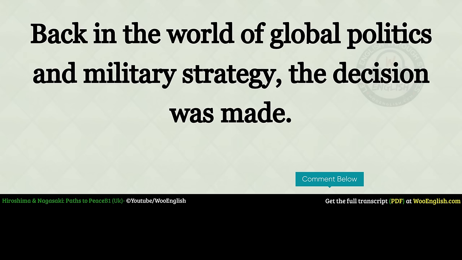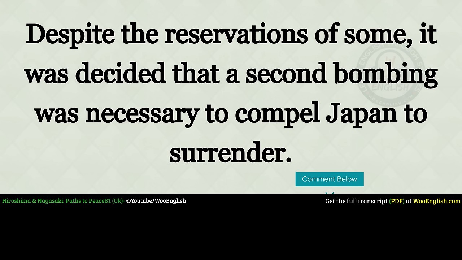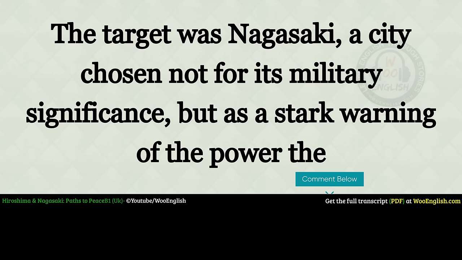Back in the world of global politics and military strategy, the decision was made. Despite the reservations of some, it was decided that a second bombing was necessary to compel Japan to surrender. The target was Nagasaki, a city chosen not for its military significance, but as a stark warning of the power the Allies held.